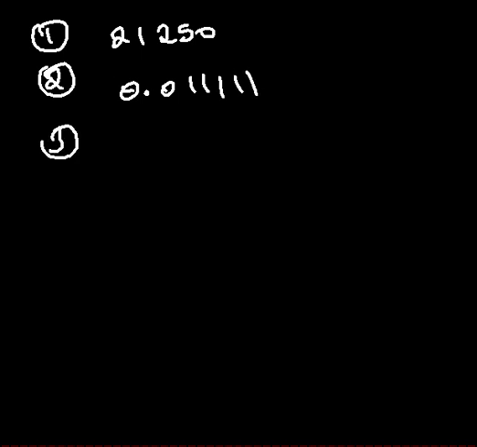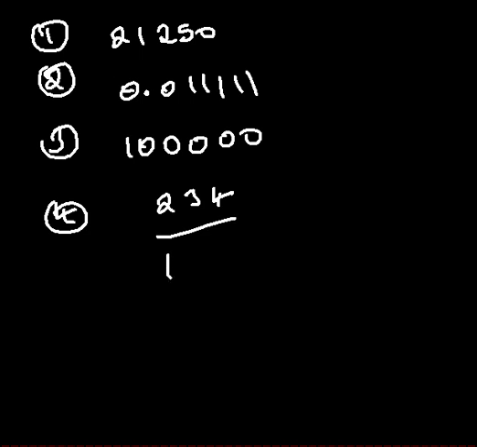Let's say we have a number given as 21,250. How should you write that in scientific notation? Let's say we have 0.01111. How should you write that as well? Let's say it should be 100,000. How do you think we can write that in scientific notation? And what if we have 234 divided by, let's say, 10,000? How should you write that in scientific notation?